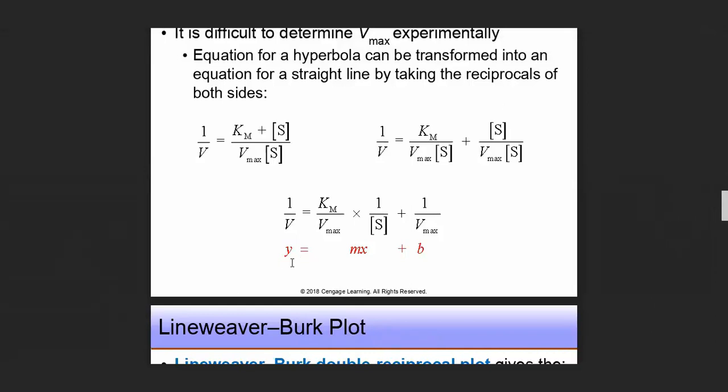Now, when you plot x versus y, you get a straight line with m. Here m is the slope. The slope equals Km divided by Vmax. And this is the y-intercept, b.